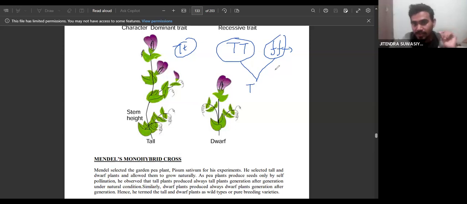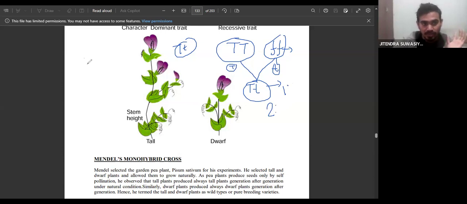After crossing the tall plant and the dwarf plant, in the first generation he got the F1 genotype capital T small t. From the tall plant, the dominant character capital T was transferred, and from the dwarf plant the recessive small t was transferred. After crossing the F1 plants, he got the ratio of two tall plants.